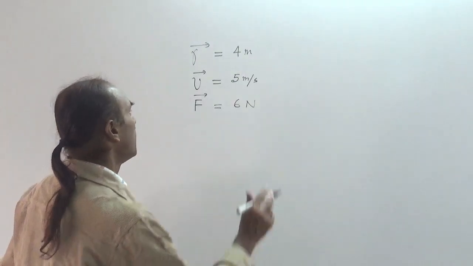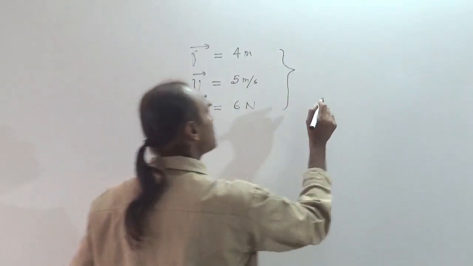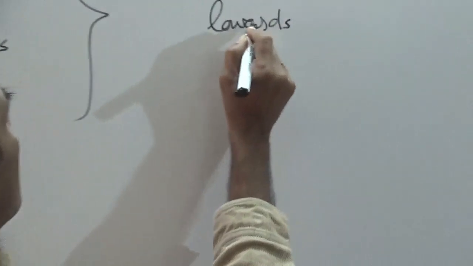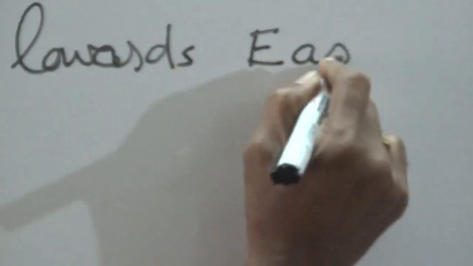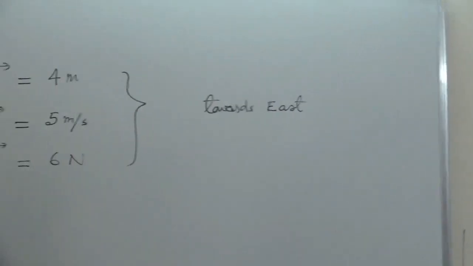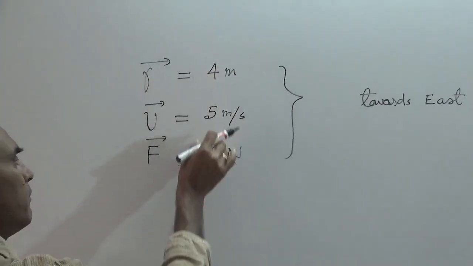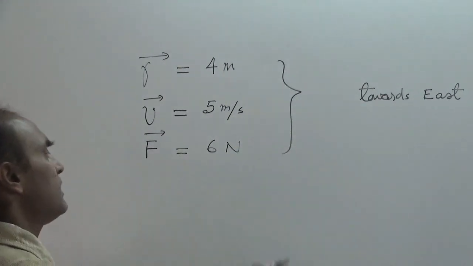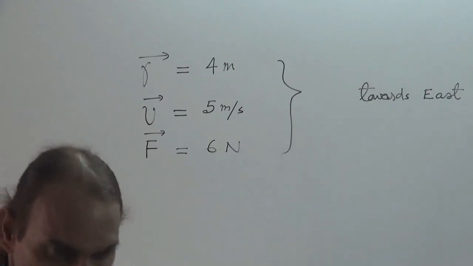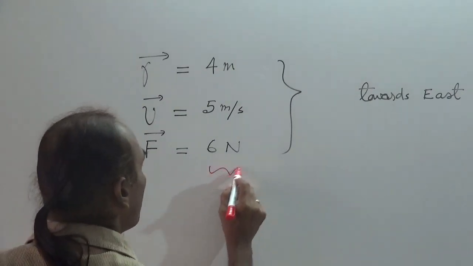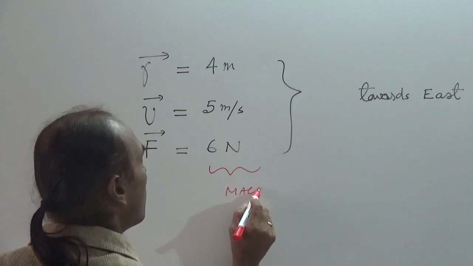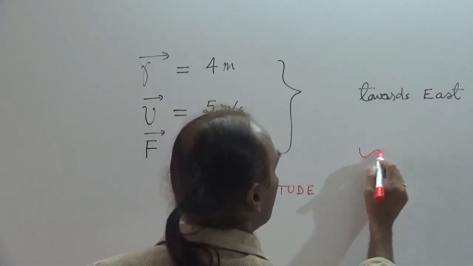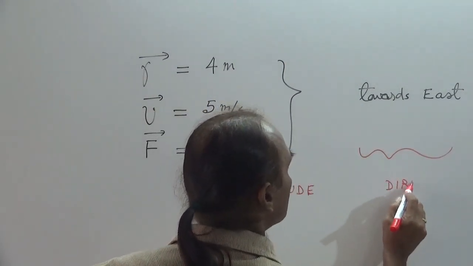For the sake of simplicity, let us keep the direction the same, towards east. Their magnitudes are different, direction is the same. This is the magnitude of the vector. This is the direction of the vectors.